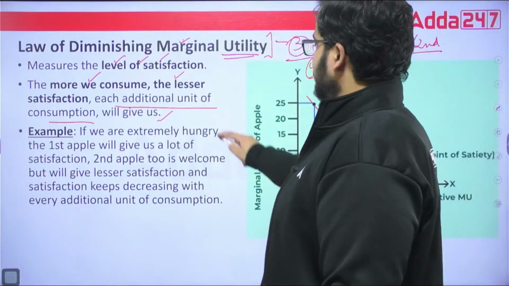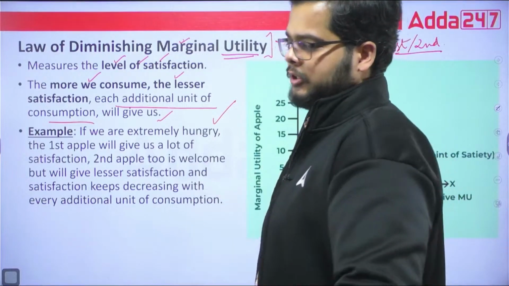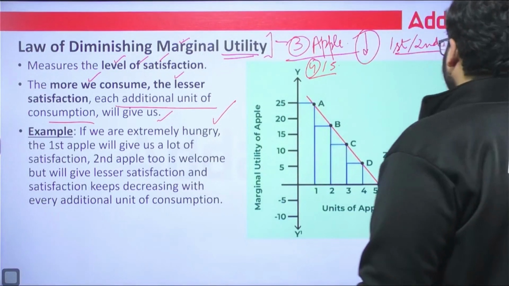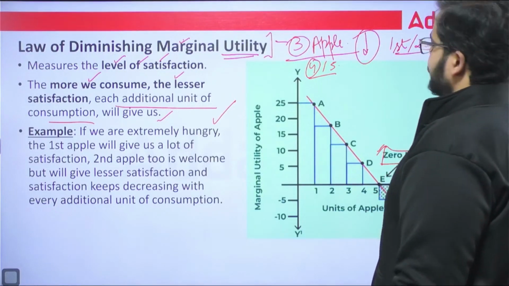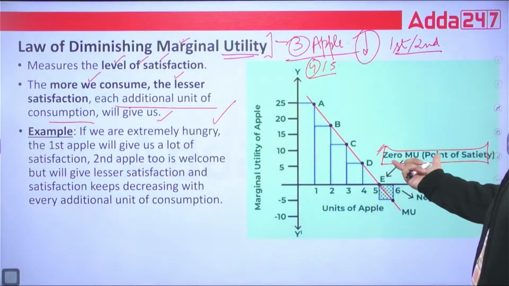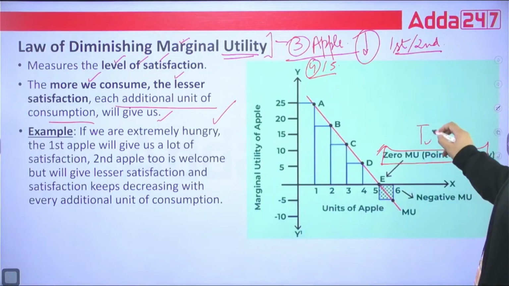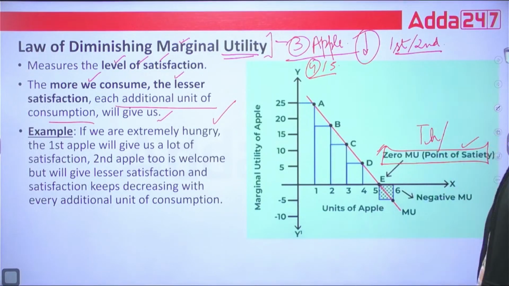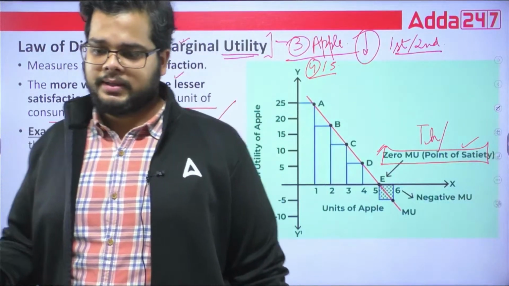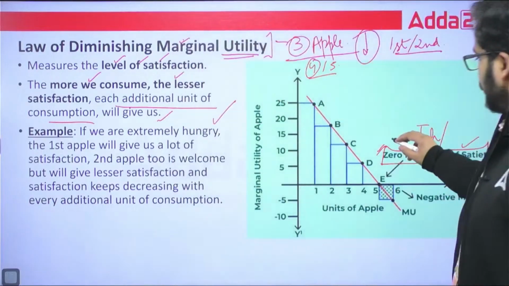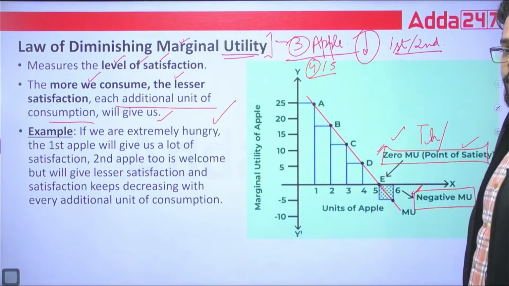The example is the same one. If you are hungry, then I offer you an apple and the process builds up. The point to be noted here is that in the graphical representation of this concept there will be a point where you have zero marginal utility, and it is known as the threshold or point of satiety. Satiety means now you cannot enjoy the process. So there is zero marginal utility, and it can move on to a negative point as well.